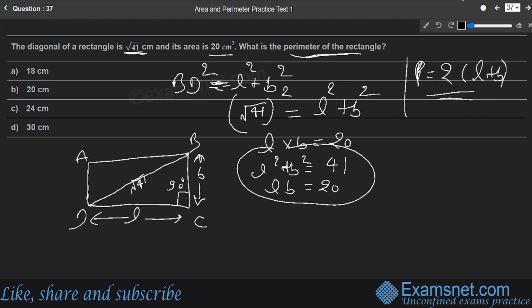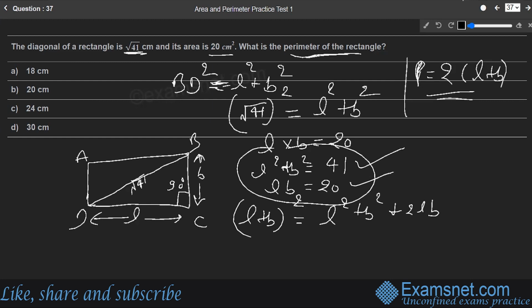So what we can do is use some mathematical formulas to calculate that. We have got L square plus B square and LB. If we use the formula of L plus B whole square, what is L plus B whole square? It's L square plus B square plus 2LB. This is the formula related to A plus B whole square, which is A square plus B square plus 2AB.